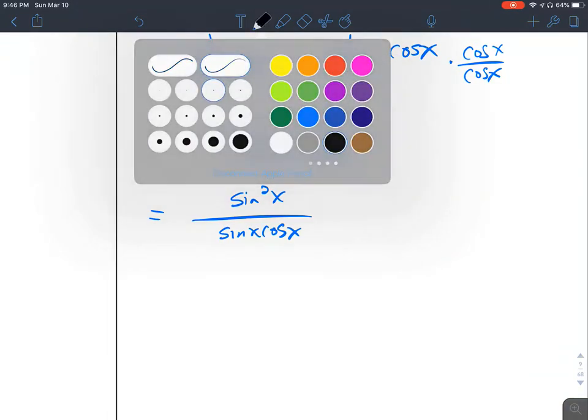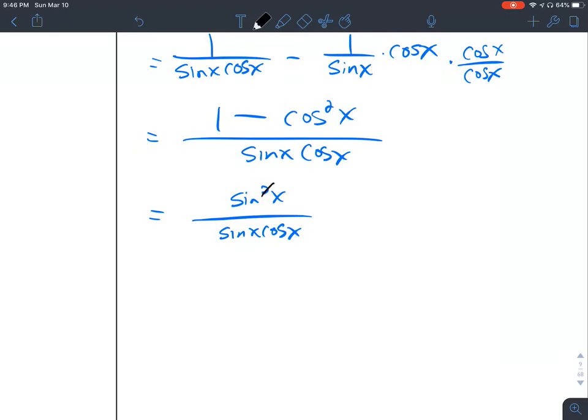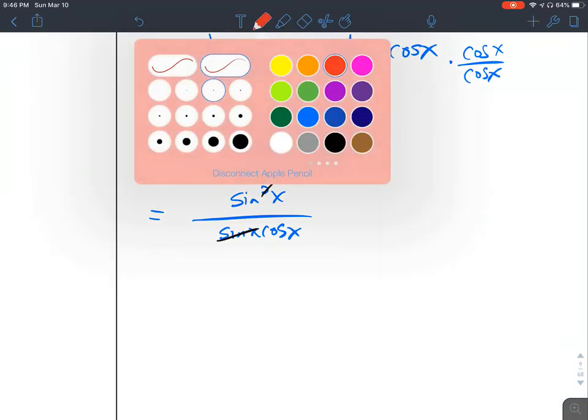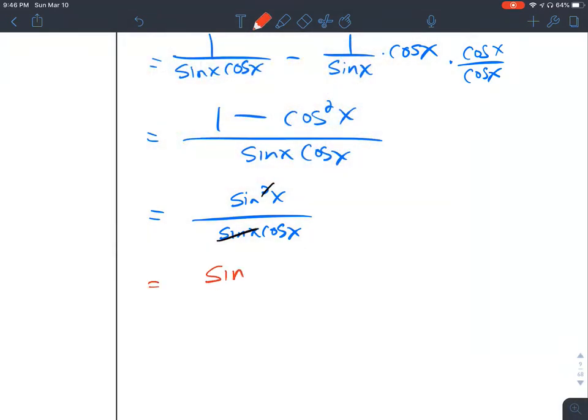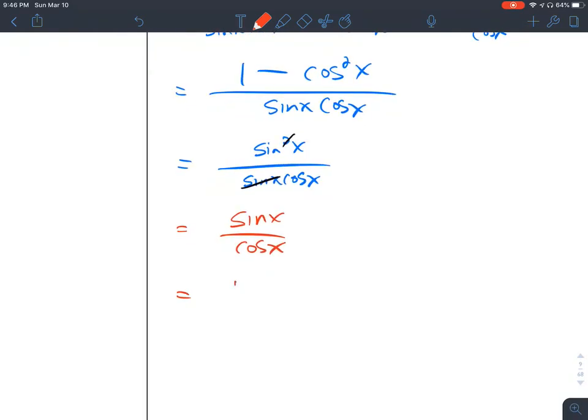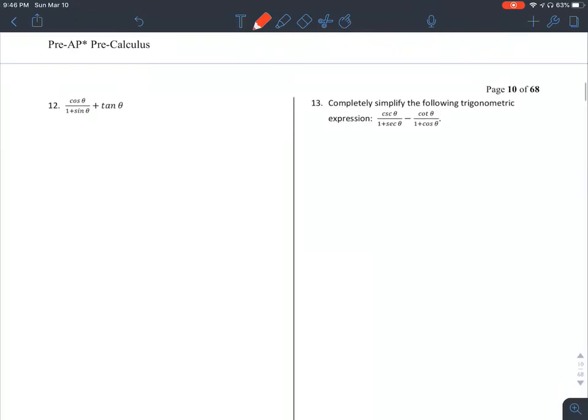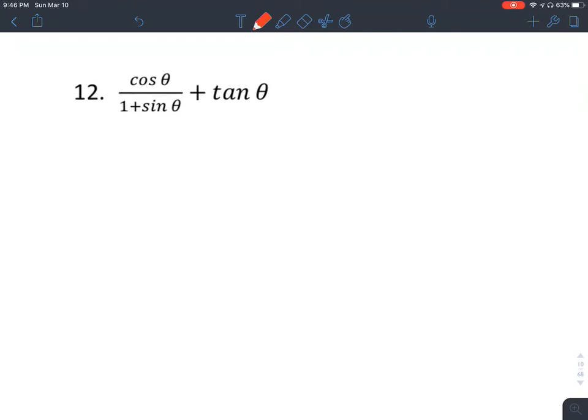Then we can cancel from the numerator a sine of x and from the denominator a sine of x. That gives us sine of x over cosine of x, which of course is tangent of x. Awesome. Got 2 more problems. Number 12.